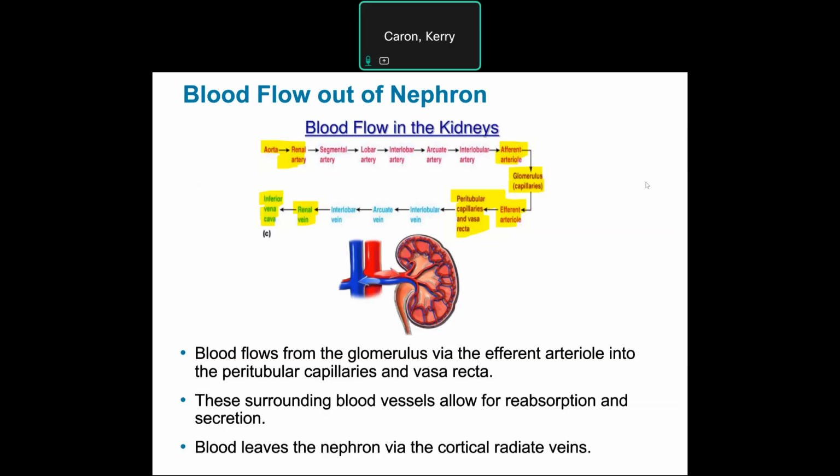Okay, so this is kind of the blood flow. We've got extra steps in here, but I highlighted the ones that we kind of need to know. Okay, so blood flows from the glomerulus via the efferent arteriole, exiting one, into the peritubular capillaries and the vasa recta. Any reabsorption can happen here, like of glucose, or secretion. Blood is going to leave the nephron via the cortical radiate veins.